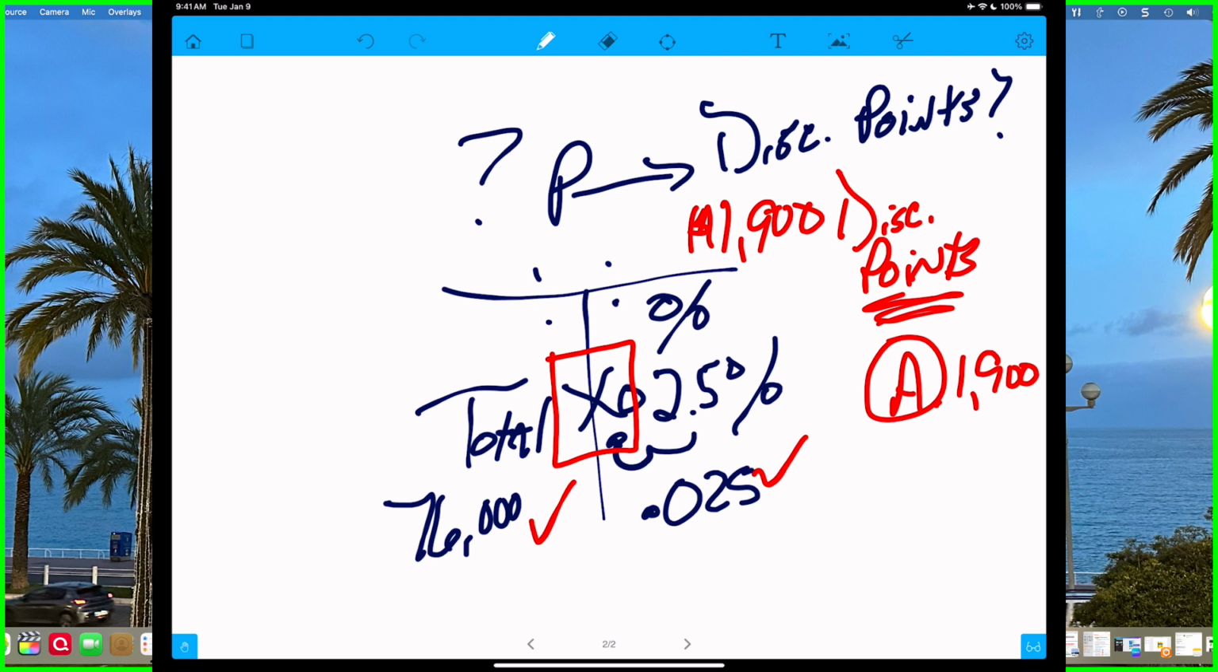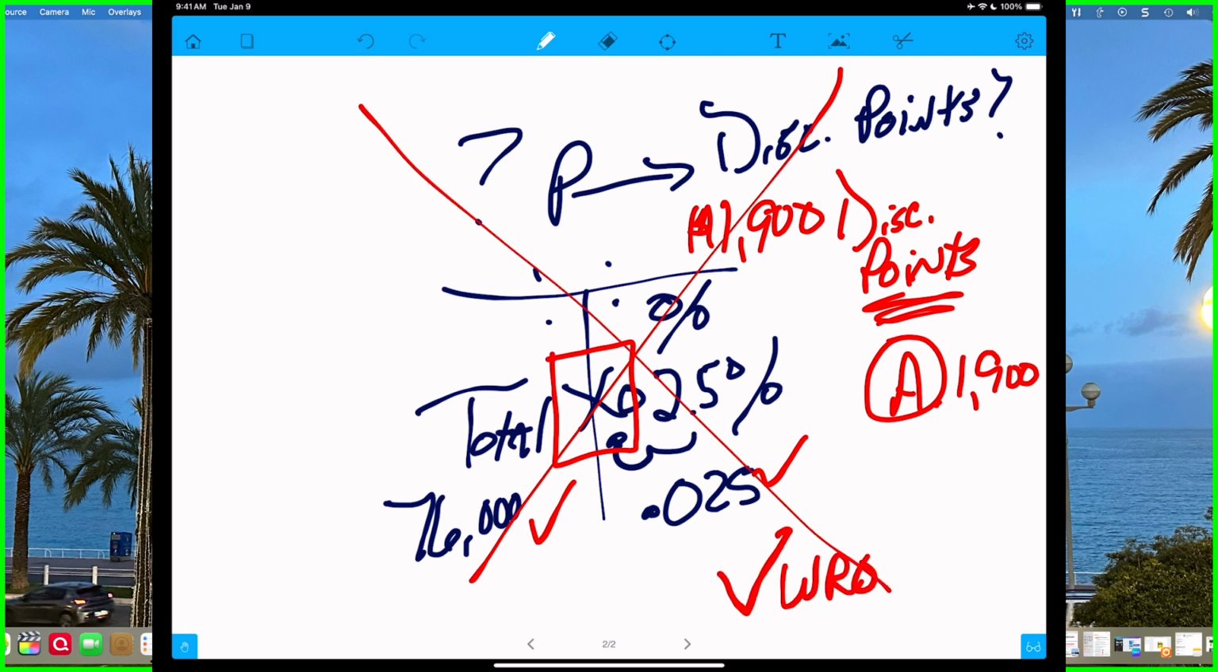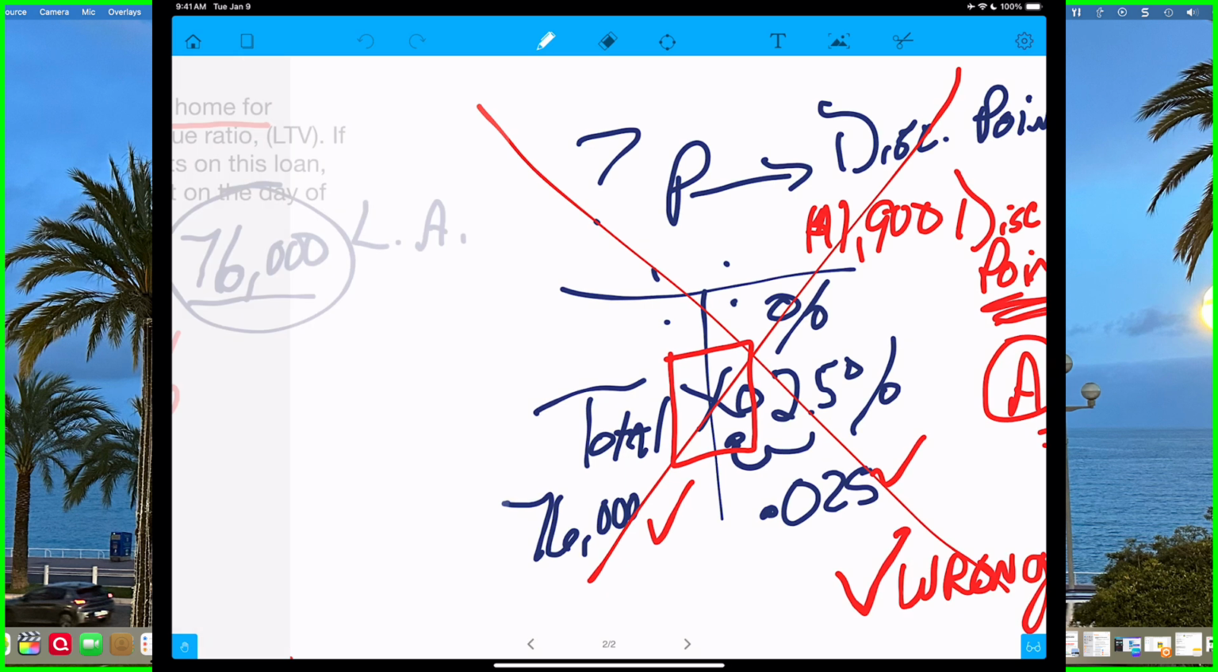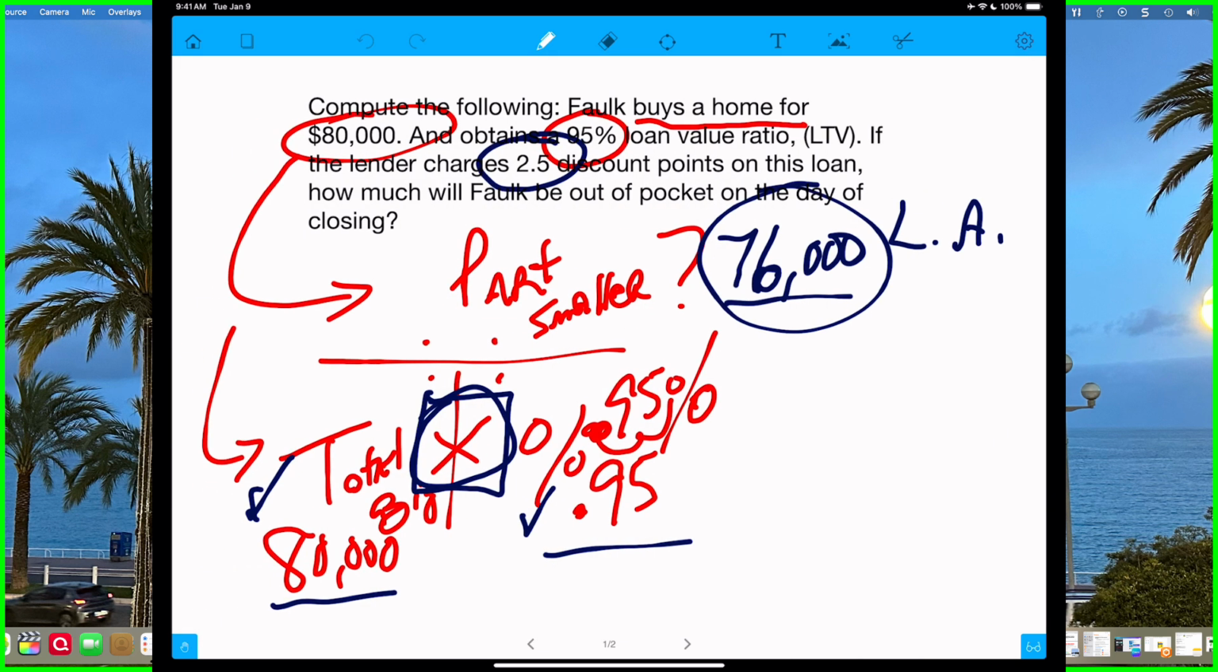And there will be a lot of students taking the test who will answer A and say, I got that right. Wow, that was really easy. And they'll go on to the next question. And when the computer checks the answer, it will mark that wrong, because the question wanted to know how much will Falk be out of pocket on the day of closing?